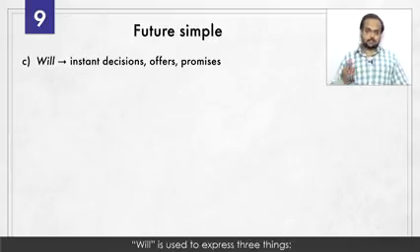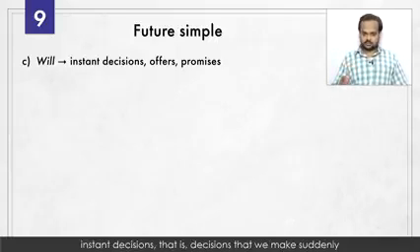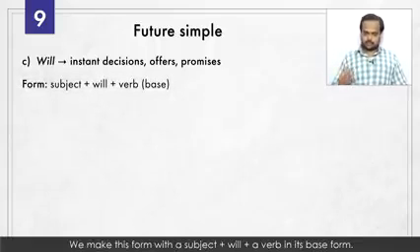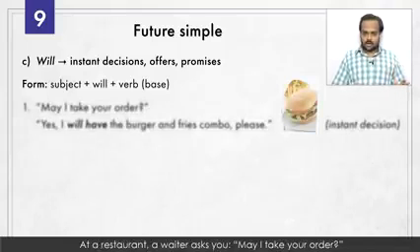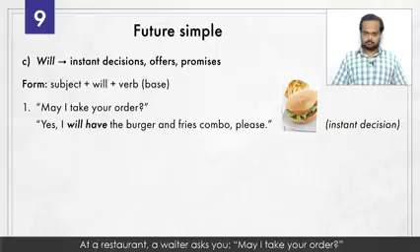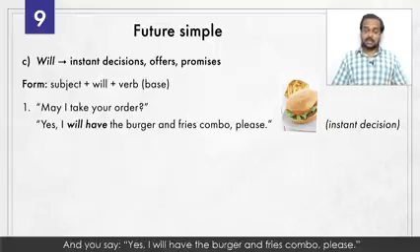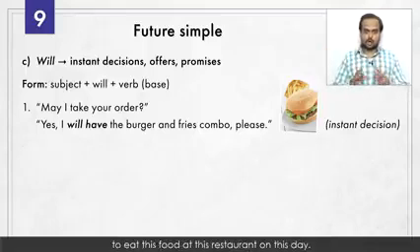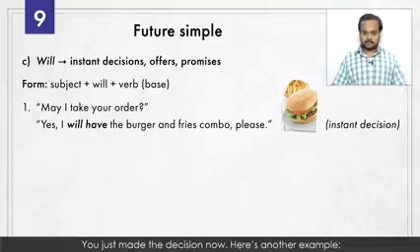Will is used to express three things. Instant decisions, that is, decisions that we make suddenly at the time of speaking, offers, and promises. We make this form with a subject plus will plus a verb in its base form. At a restaurant, a waiter asks you, "May I take your order?" And you say, "Yes, I will have the burger and fries combo, please." This is an instant decision. You didn't plan 2 weeks ago to eat this food at this restaurant on this day. You just made the decision now.